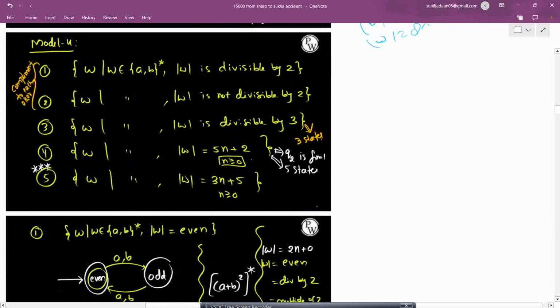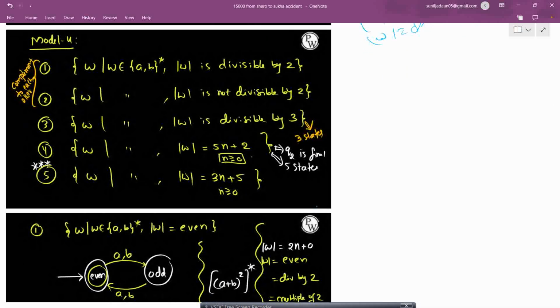Module 4 would be complement to each other. What is complement to each other here? W belongs to this: W is divisible by 2, and W is not divisible by 2. Yeah, these are complements. Why? Because one is even and the other is odd. Even and odd are complement to each other.